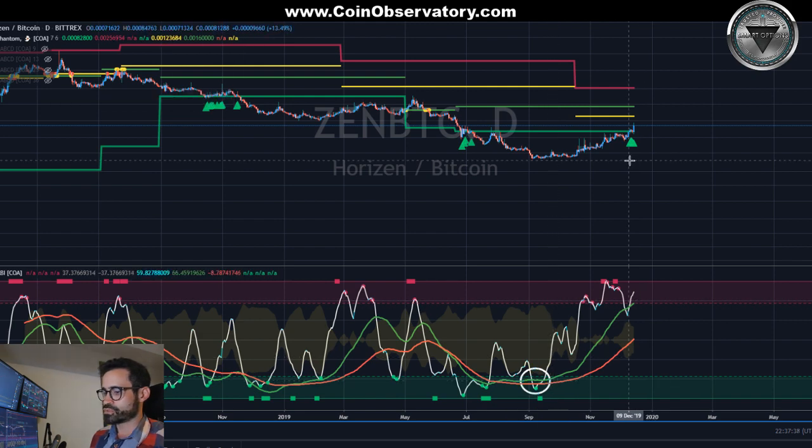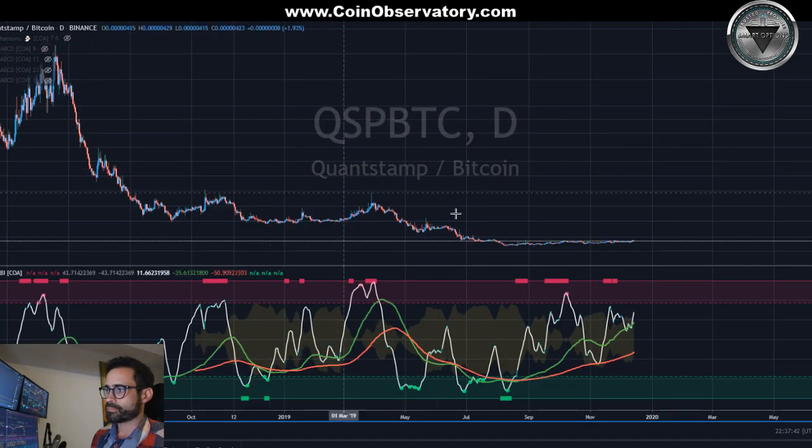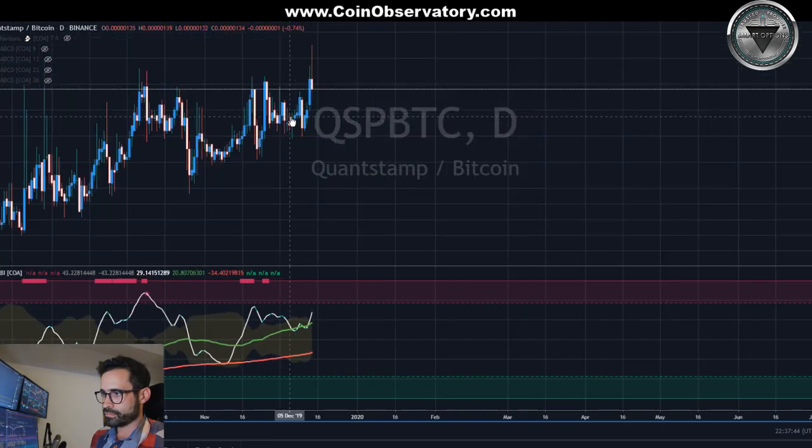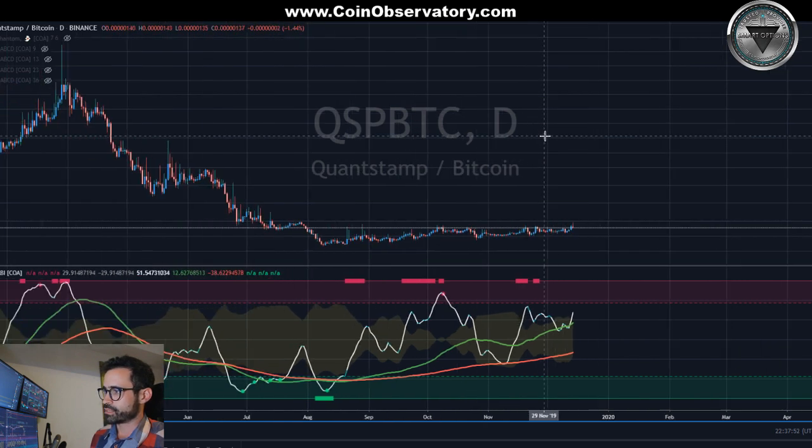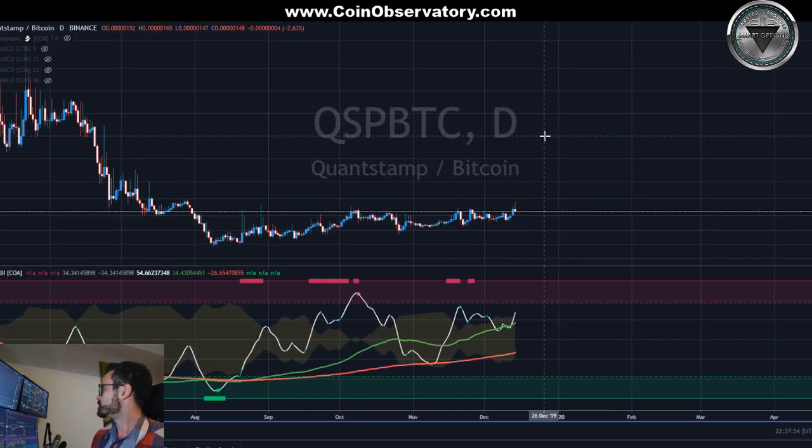Now we're getting this shoot off. Let's look at QSP's daily on RBI. That would have been the long. This would have been a secondary long. It hasn't done what Zen has done, but it's going. It's doing pretty well.